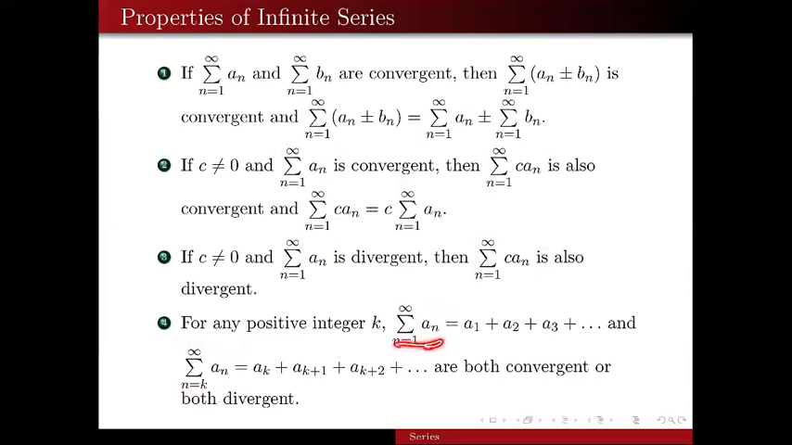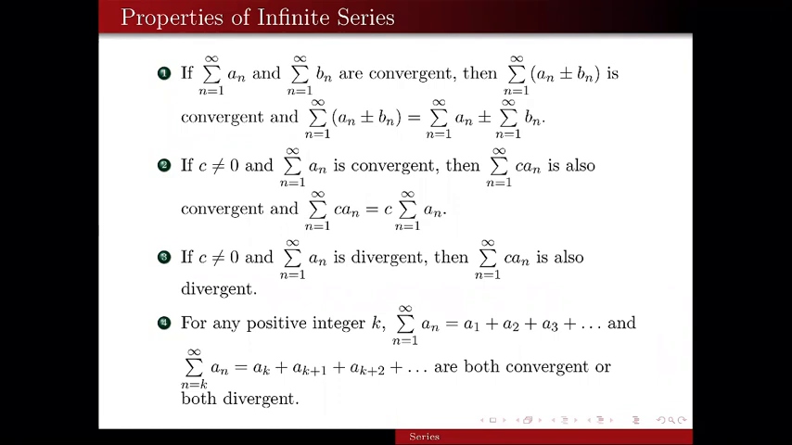Then both of them are convergent or both of them are divergent. They have the same convergence. So whether you start with n equals 1 or n equals 10 or n equals 100, etc., they will have the same conclusion. Both of them convergent or both of them divergent.